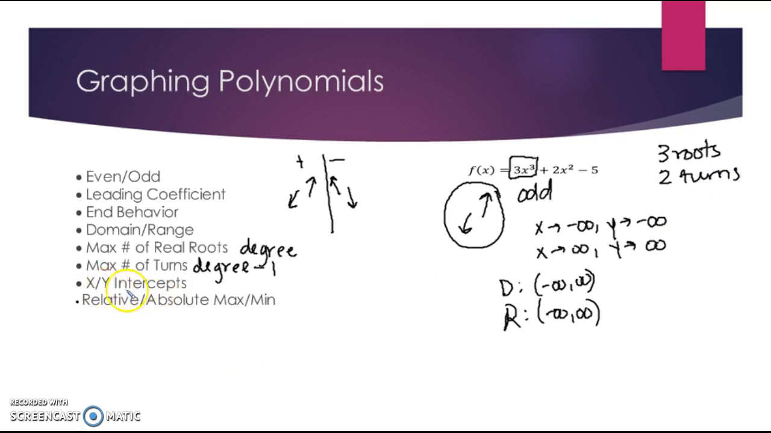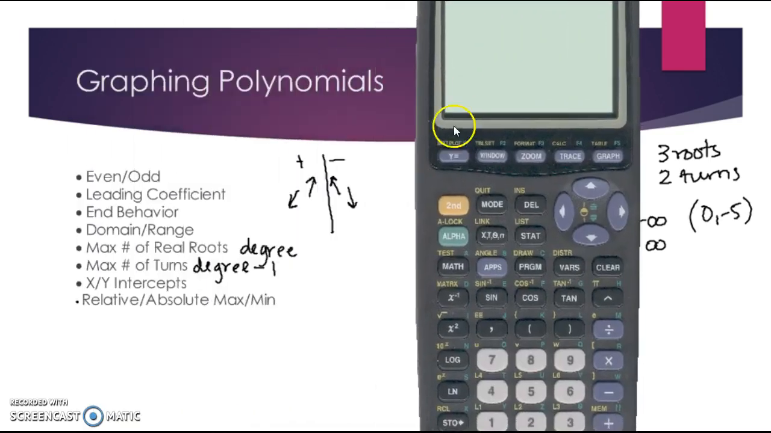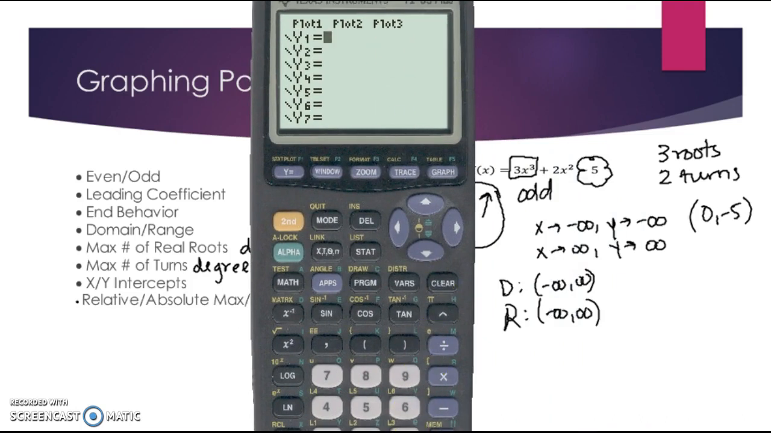X and y intercepts. Your y-intercept is always your constant. So in this case, my y-intercept is at 0, negative 5. Your x-intercepts we'll look at on the calculator. Right? You have relative and absolute max and min, which we will also look at on the calculator. So let me pull up my calculator. And so I'm going to go to y equals, and my equation was 3x cubed plus 2x squared minus 5.